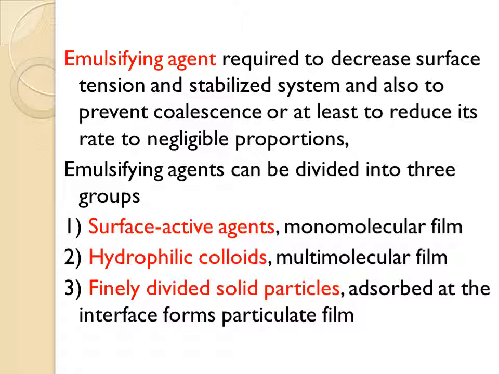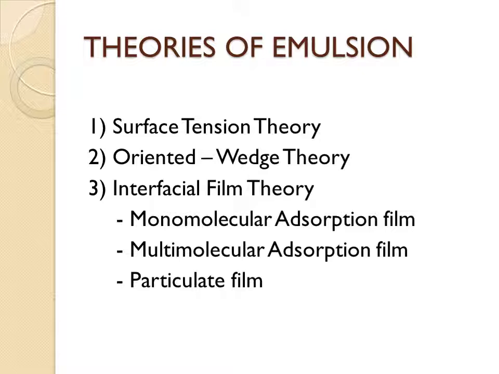Another emulsifying agent that we use is finely divided solid particles. These are specific solid particles which get wetted by both oil and water. These finely divided solids are adsorbed at the interface and form a film. That film is called a particulate film, which also forms a barrier against coalescence of the two droplets. So these are the three different types of emulsifying agents we use to prepare a stabilized emulsion.